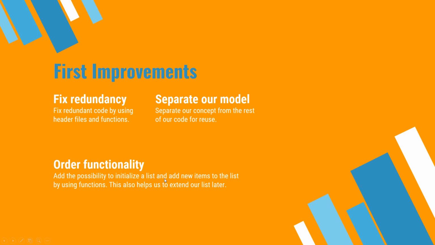Like I mentioned, initializing a list and adding to a list, which will be covered in this video now. This also will fix redundancy. That's the first thing. And the second thing is it will help us later to extend our list. Actually, we might still have some redundant code in our source, but it will not be as bad as our code now. And the last thing is we want to separate our concept from the rest of our code that uses it. That means we are going to write a header file and a source file for our list. That's actually leading us into programming style, which is of course something we also have to practice.